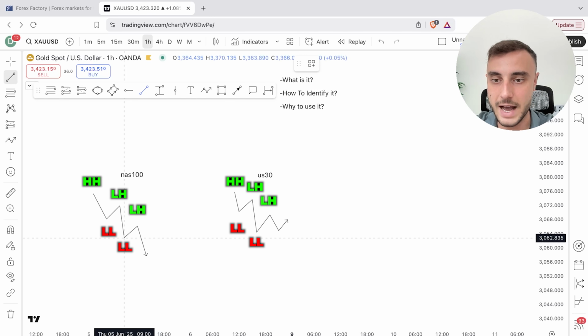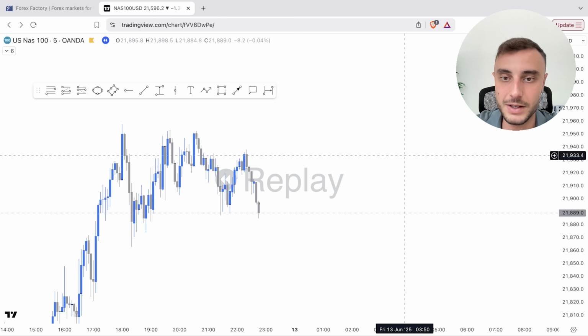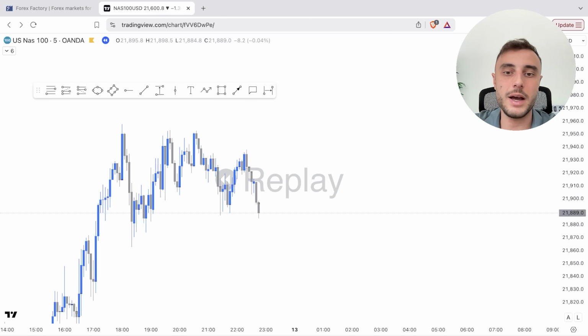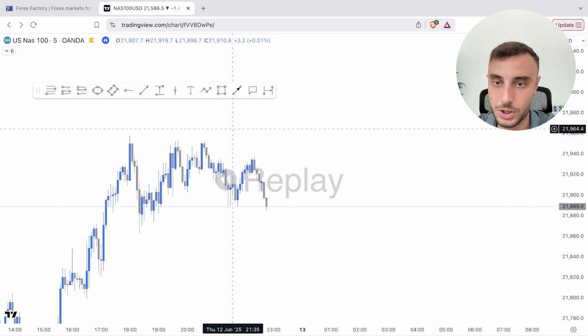Just wanted to make this super clear. All right, so I found an example right here on the 5-minute time frame. Reason I'm on the 5-minute is because this is the time frame where I look for SMT divergence, okay? And right here, it started forming some bearish structure.